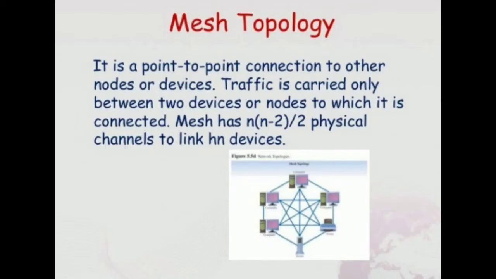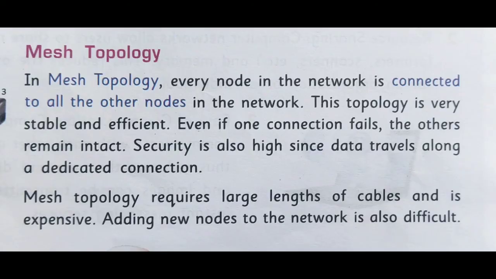So what is a mesh topology? It is a point-to-point connection to other nodes or devices. Traffic is carried only between two devices or nodes to which it is connected. Mesh has n(n-1)/2 physical channels to link.